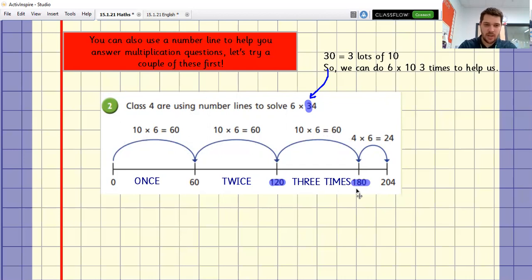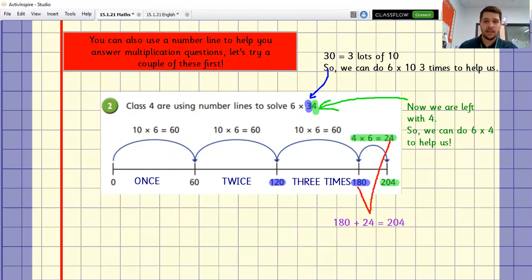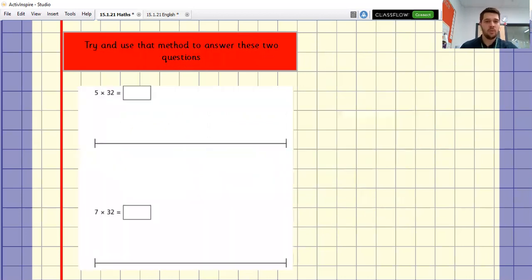But my question is 6 times 34. So what do you think I need to do now? Have a look at the diagram. It says here 4 times 6. So we are left with my 4 ones. I've done 6 times 30. I need to do 6 times 4 ones. 6 times 4, if we're not too confident with that, we can do 6 times 2, which is 12, and double it. So that gives us our 24, and then we simply need to add up our 180 and our 24 to give us 204. So 6 times 34 equals 204.